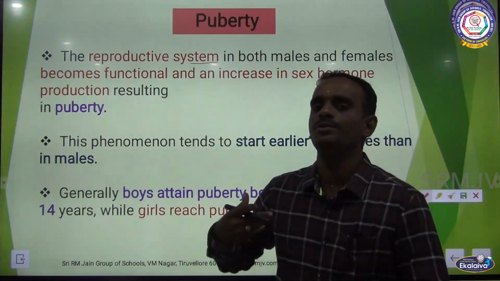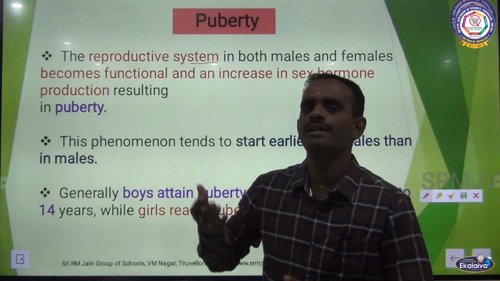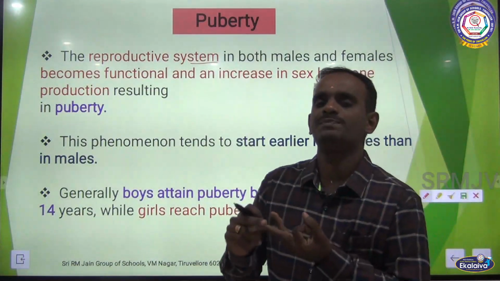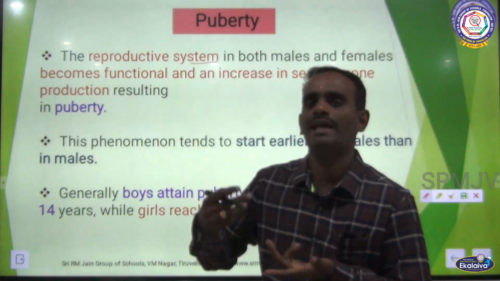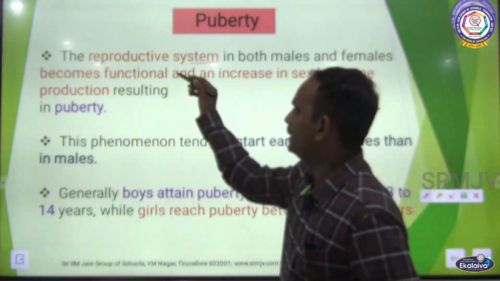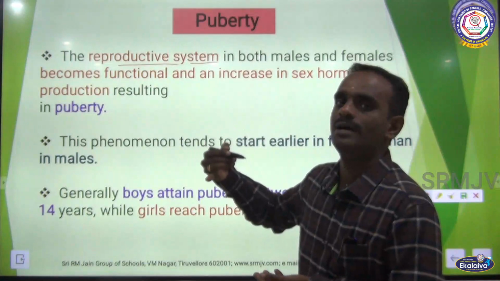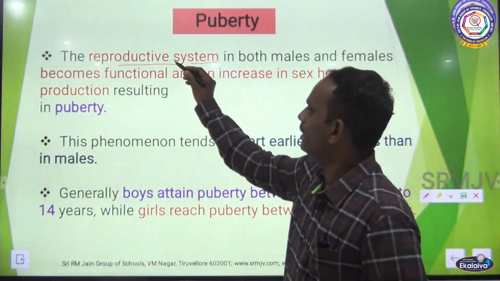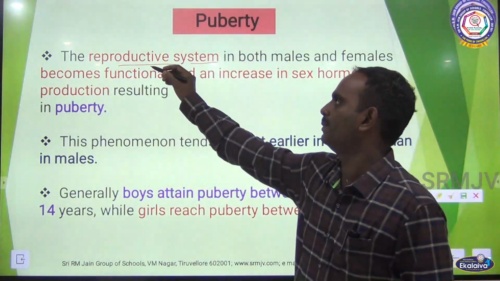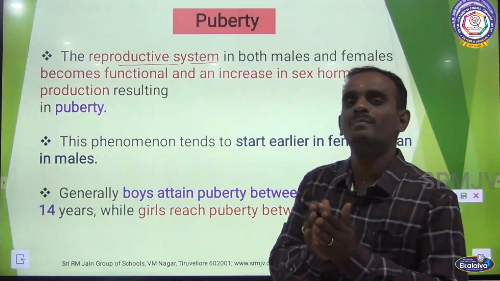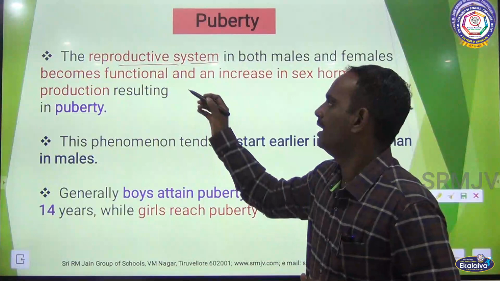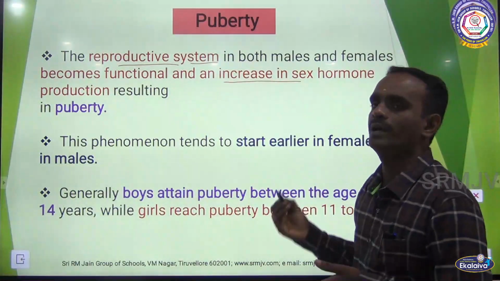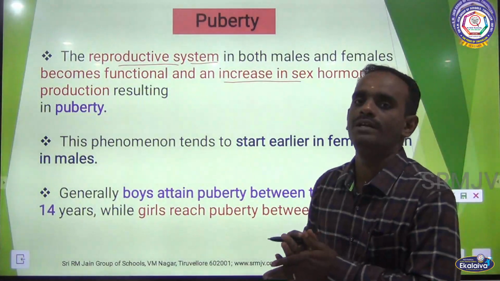You know very well, the human body contains 10 organ systems: digestive system, muscular system, respiratory system, endocrine system, like that. Among this, the reproductive system is also one among them. So the reproductive system in both male and female becomes functional, with an increase in sex hormone production, resulting in puberty.